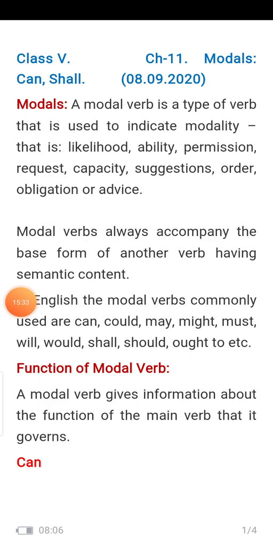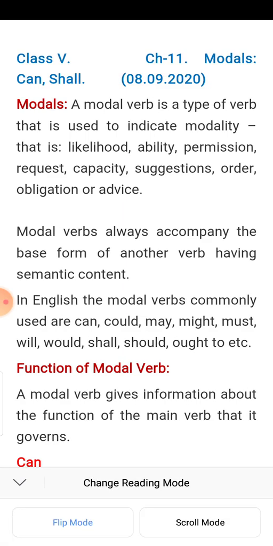So once again I'm telling, a modal verb is a type of verb that is used to indicate modality, that is likelihood, ability, permission, request, capacity, suggestion, order, obligation or advice. Modal verbs always accompany the base form of another verb having semantic content. In English, the modal verbs commonly used are can, could, may, might, must, will, would, shall, should, ought to, etc. And a modal verb gives information about the function of the main verb that it governs.